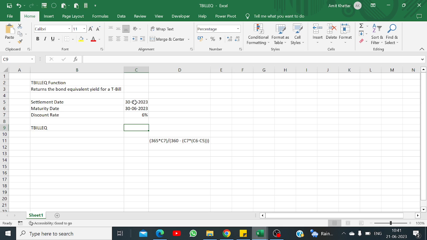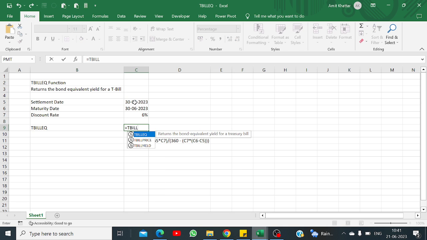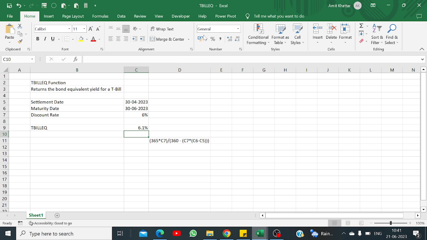So let's use this T-bill equivalent function. We have the settlement date, we have the maturity date, and we have the discount rate. So let me put in the decimals. We get 6.146%.